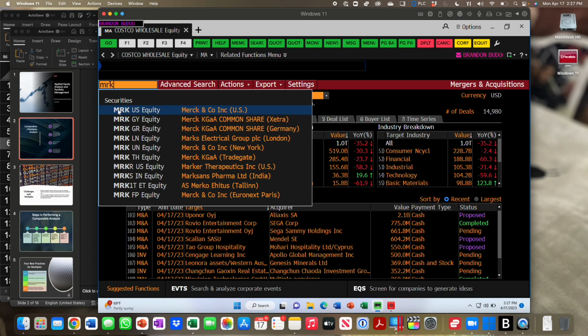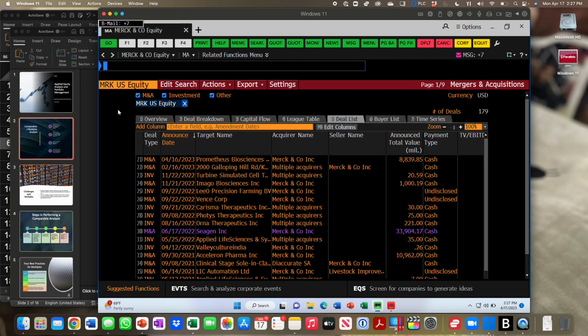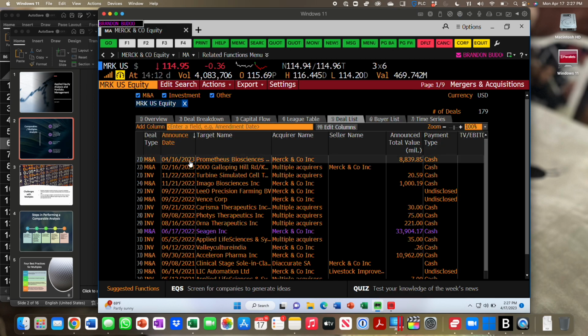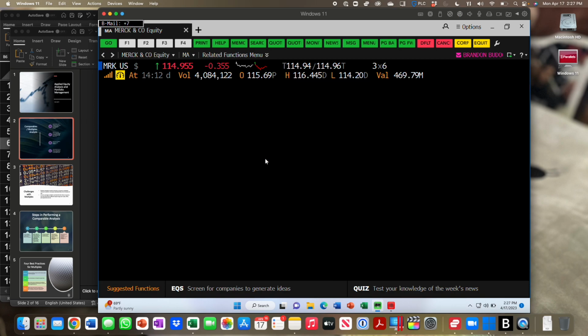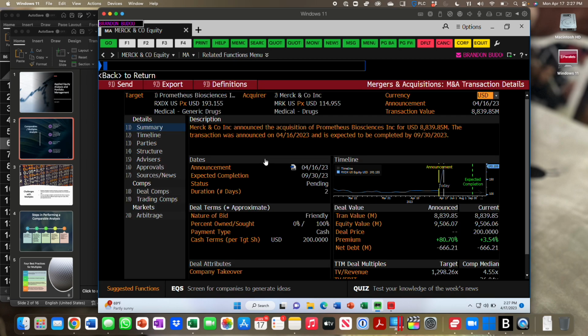for Merck, on Sunday, April 16th, Merck announced they were buying Prometheus Bioscience for $8.839 billion in cash. So there's the deal. It was announced last night. If I click on this deal, here's a summary of the deal.